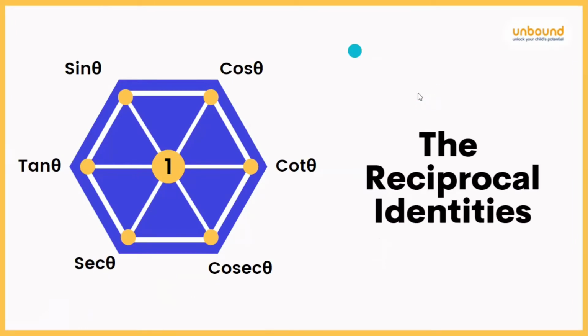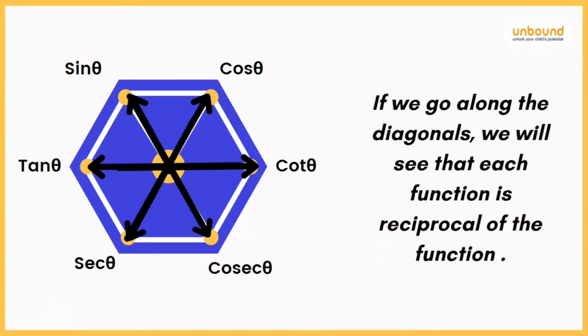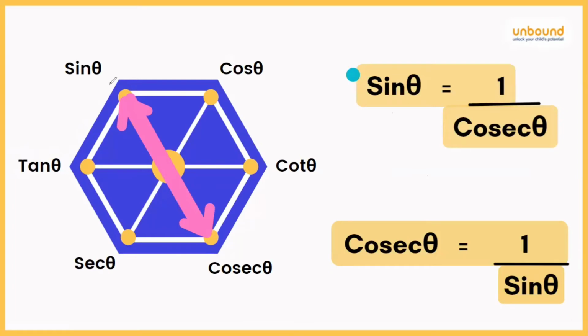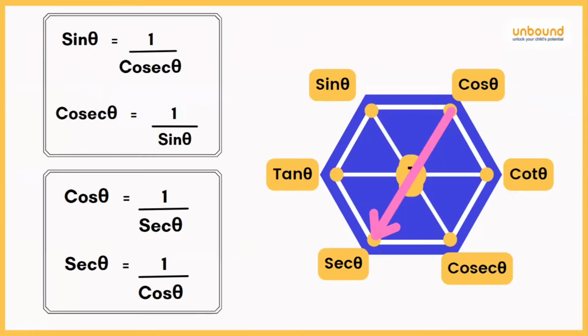So here the first identity is the reciprocal identity. It means that all the diagonals. Let's take an example of tan and cot. Each function is the reciprocal of the function on its diagonal. So it means tan and cot are connected with the diagonal, right? So tan is the reciprocal of cot theta, and cot theta will be the reciprocal of tan theta. Vice versa, it goes on just like that: tan and cot, sin and cosec, sec and cos. So here is the next diagonal, which is cos and sec.